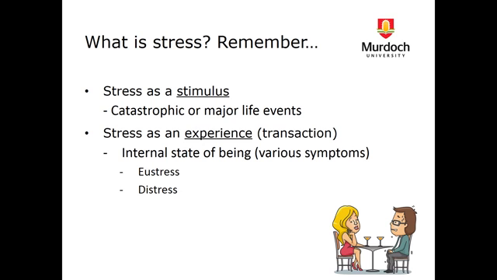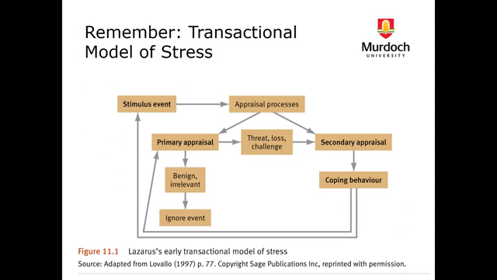The second way of looking at stress is looking at stress as an experience or part of a transaction process. In this example, stress is an internal state of being that is an outcome result based on the stressor that you have seen. There are two different types of stress in accordance with this theory, which is eustress, which is positive stress, and distress, which is negative stress. I also wanted to quickly remind you of this transactional model of stress.